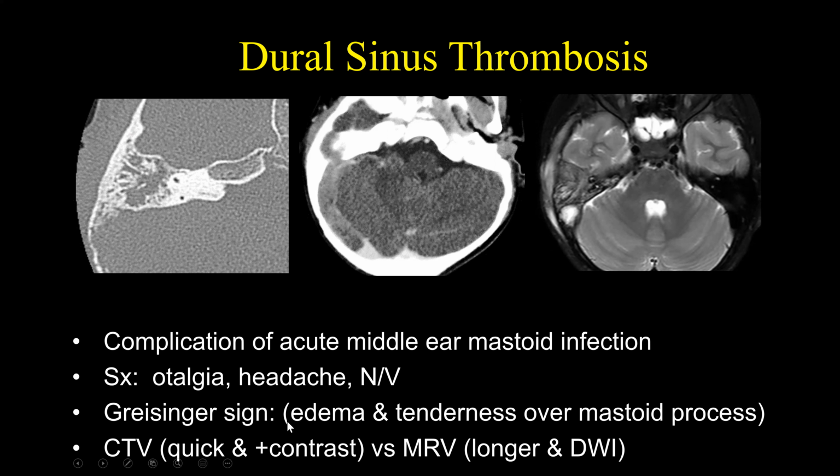And what has been described with dural sinus thrombosis, and quite frankly, I've never seen it, is this sign referred to as Griesinger's sign, which is edema and tenderness over the mastoid process.